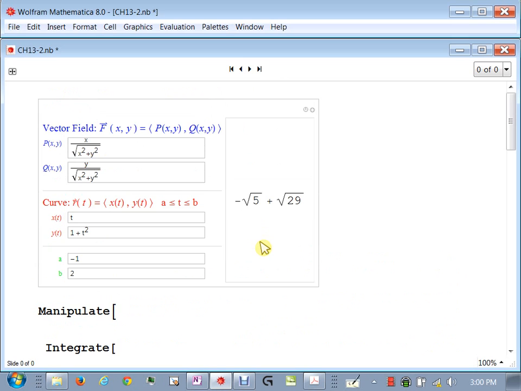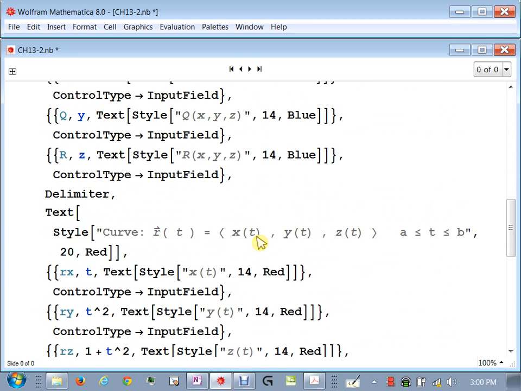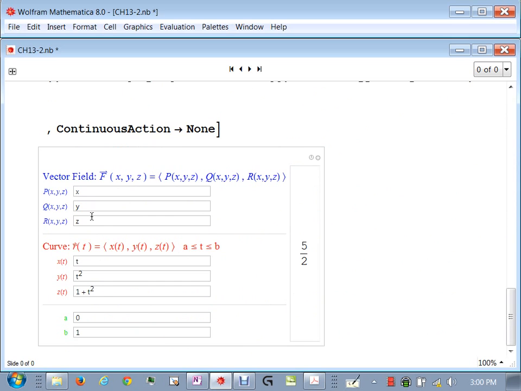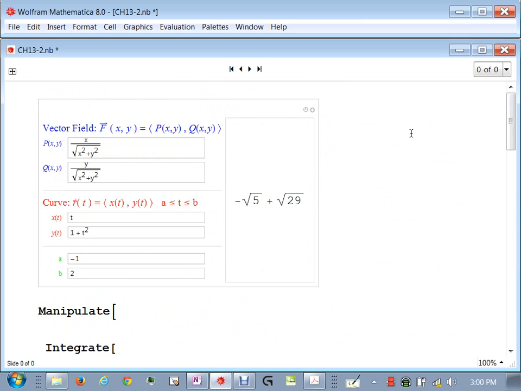I guess at some point I had written some code to compute the work done. You just type in the vector field, you type in the curve, and then it computes the work. All right, that's it for 13.2. 13.3.